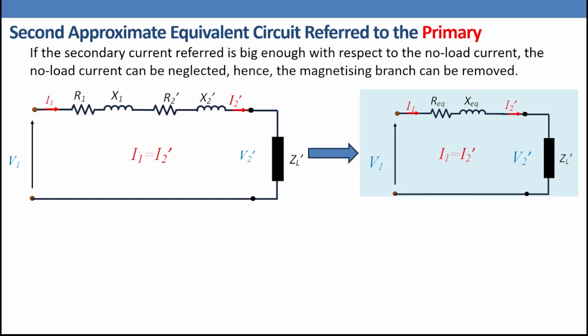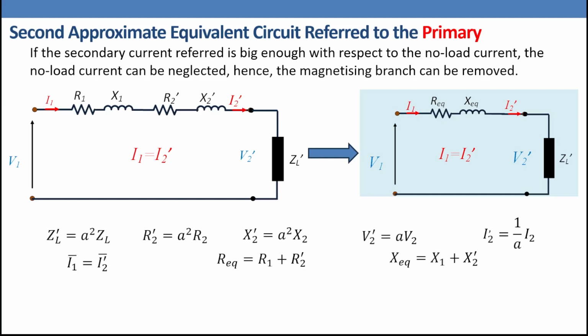So we can apply Kirchhoff's voltage law directly, and in this case, I1 equals I2 dash. Z load dash equals a squared times Z load, and all impedances referred from the secondary to the primary are multiplied by a squared. V2 dash equals a times V2, I2 dash equals 1 over a times I2, and I1 equals I2 dash. R equivalent equals R1 plus R2 dash. X equivalent equals X1 plus X2 dash.